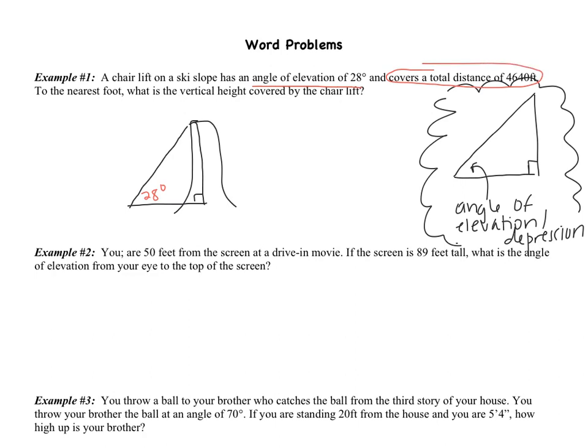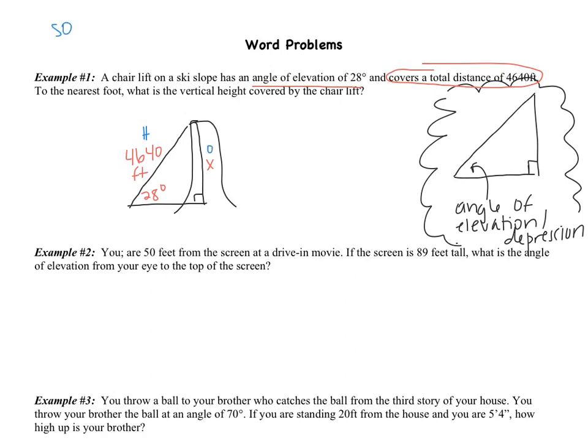So you need to think, where actually is this chairlift? Well, it starts at the bottom, and it goes on an angle to the top of the hill. So that 4,640 feet goes here. And the question is, what is the vertical height covered by the chairlift? That's going to be right here. At this point, we need to set up a trig ratio. If we label all of our sides, 4,640 is the hypotenuse. The x is opposite of that 28.